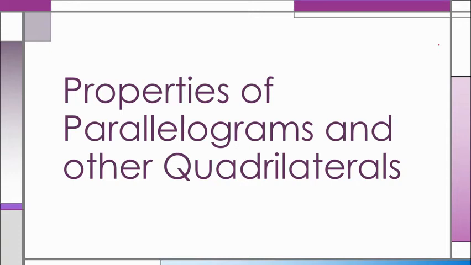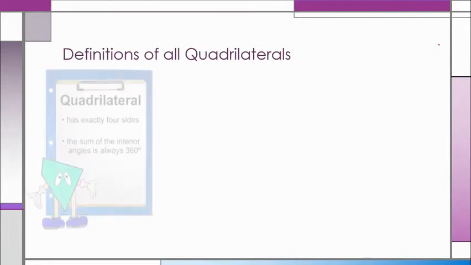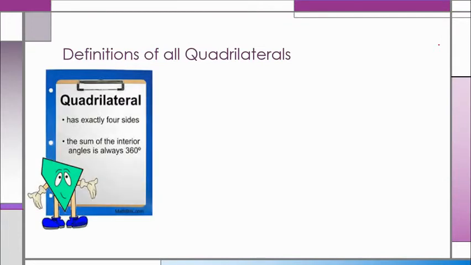Welcome to Unit 4, and our topic today is properties of parallelograms and other quadrilaterals. The definition of all quadrilaterals is that it has exactly four sides, and the sum of the interior angles is always 360 degrees. So you should have your notes out in front of you, and you should type in four sides and 360 degrees for your interior angles.